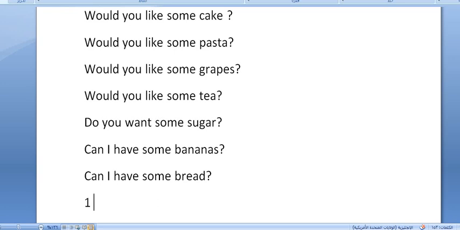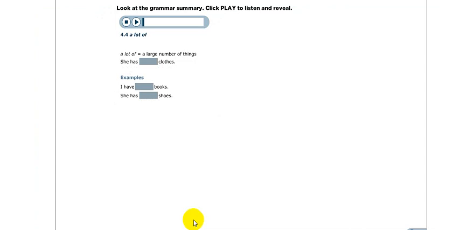As you know, the meaning of some is بعض. The meaning of any is also a quantity word, as in: Do you have any questions? The meaning of a lot of is الكثير من. Let us listen about the grammatical aspect of a lot of.